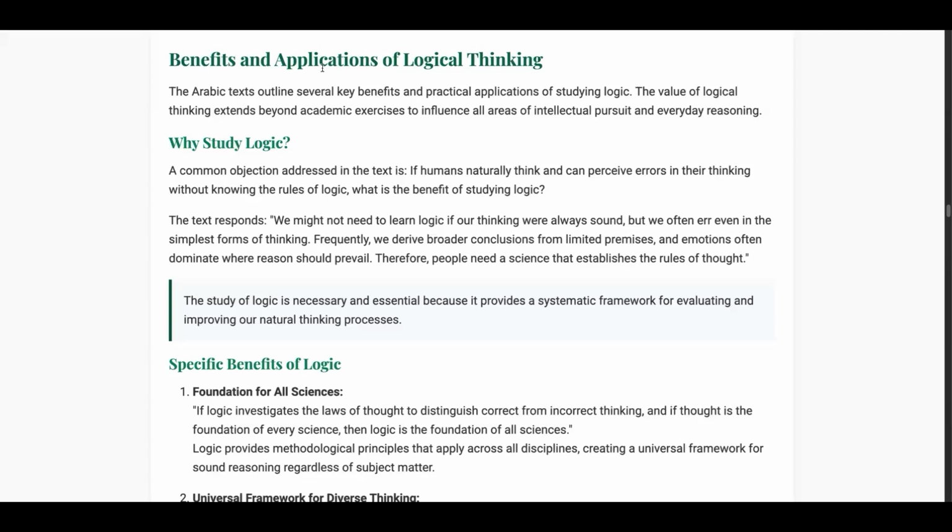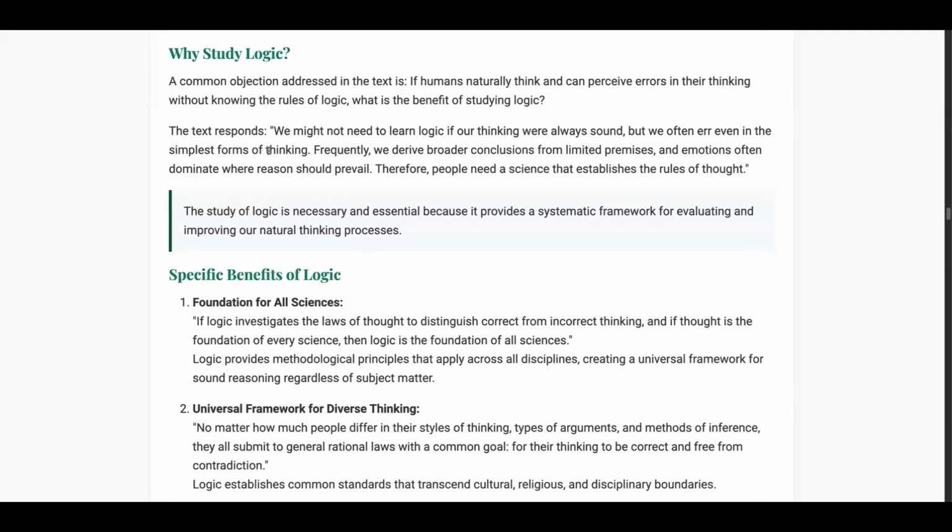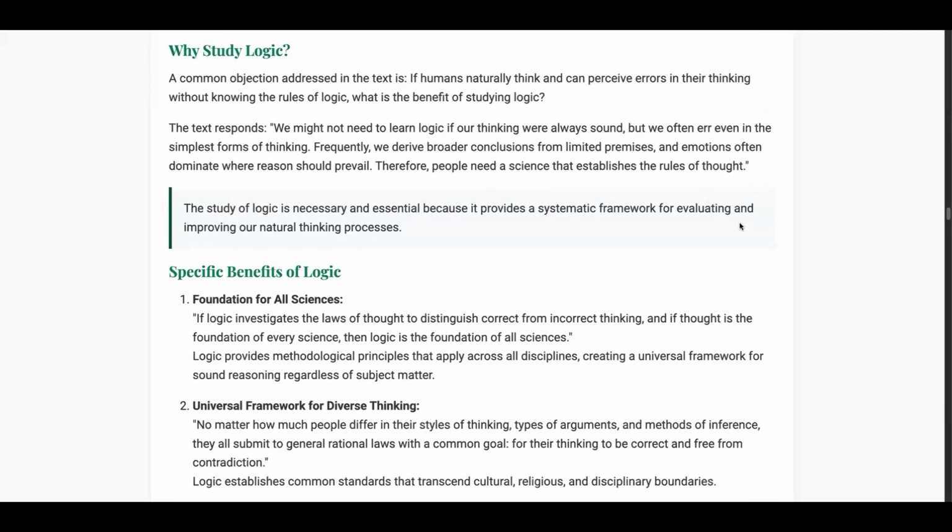We talked about this last time. The nature of people is to make mistakes. So the study of logic is necessary and essential because it provides a systematic framework for evaluating and improving our natural thinking processes. Absolutely. But also for those of us who are thinking of taking on religious studies as a vocation, even if you're from, say, a school that considers studying logic forbidden, you're still going to need it to understand and read those classical texts well.